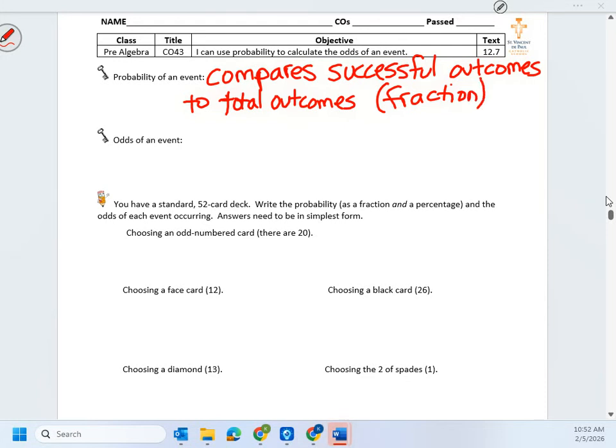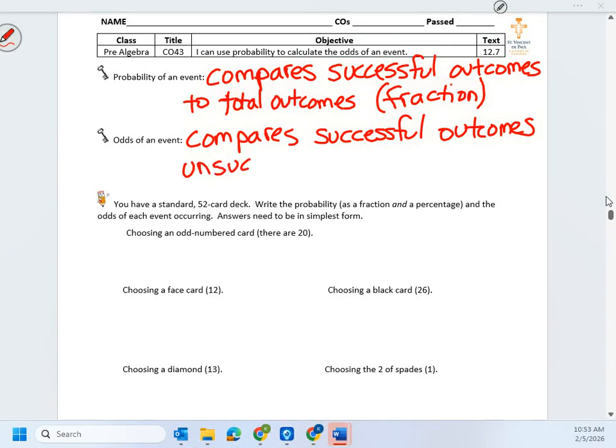Okay. Odds of an event compares successful outcomes. So it starts out the same, but we're comparing it to something different. We're comparing it to unsuccessful outcomes. This is like a ratio.